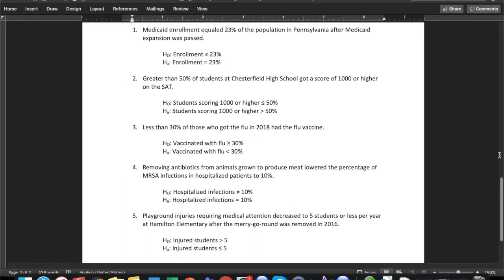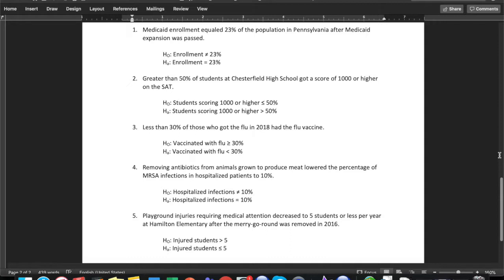And this should actually also be less than or equal to, because this is the opposite. So greater than 50% of students is the case here. We're trying to test if more than 50% of students scored 1,000 or higher on their SATs at that high school. So we're assuming that it's less than or equal to 50%, and then we're testing if it's greater than 50%.